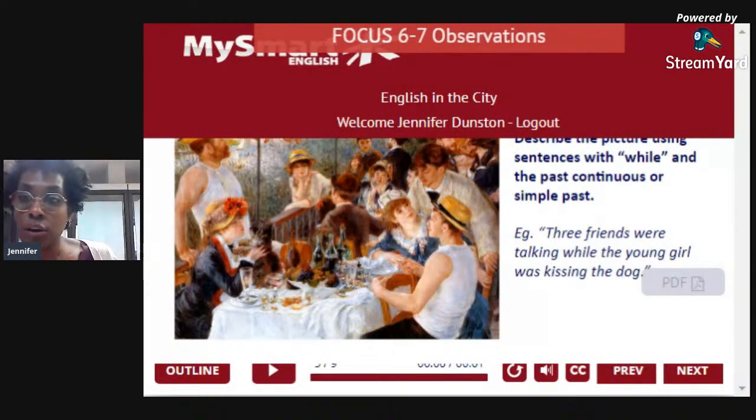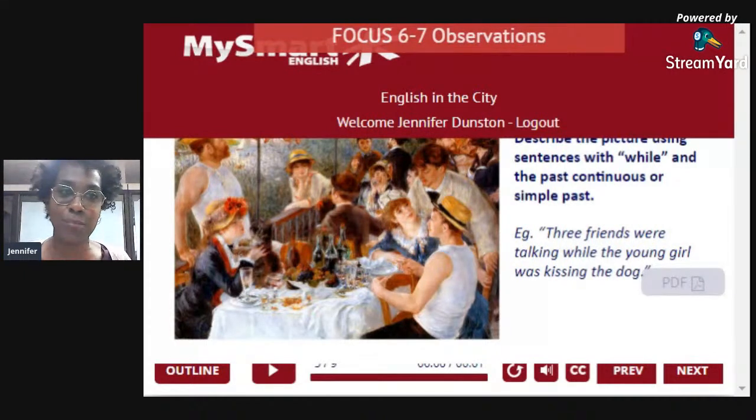So the young girl was observing and 5 friends were talking. The girl was looking and friends were sitting. And Victoria has added, a man was looking at a girl while she was looking at another man. Excellent observation. We have a little bit of a love triangle going on in this painting. A man was looking at a girl while she was looking at another man.